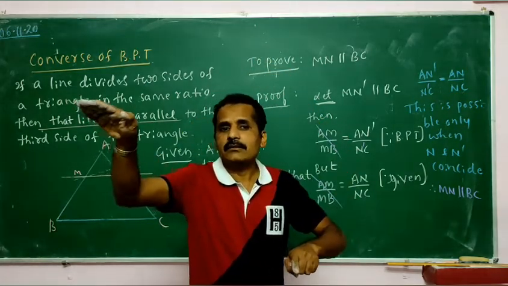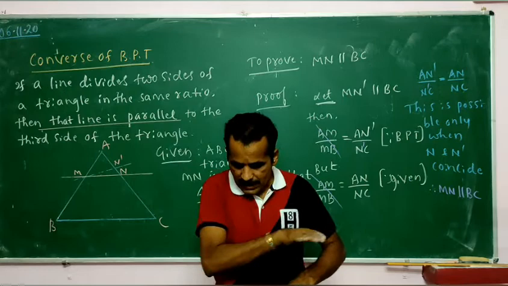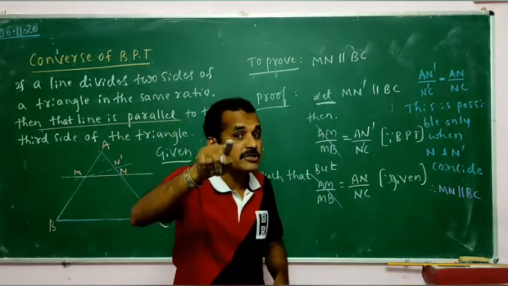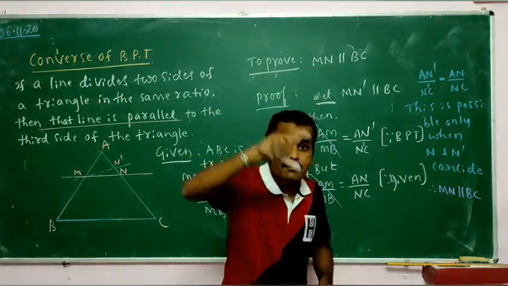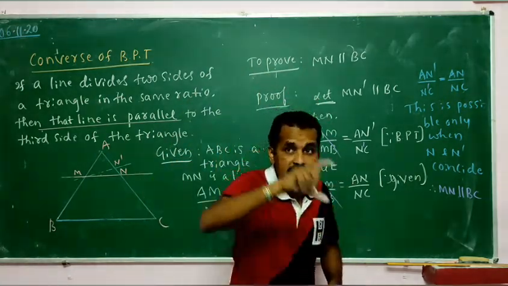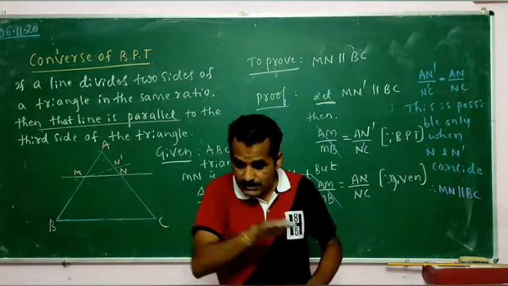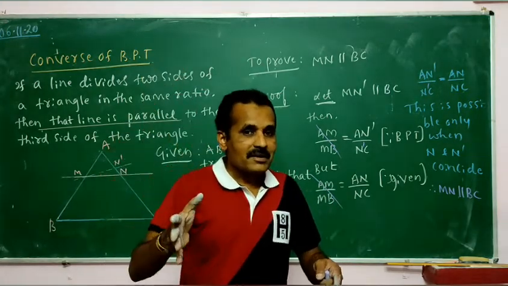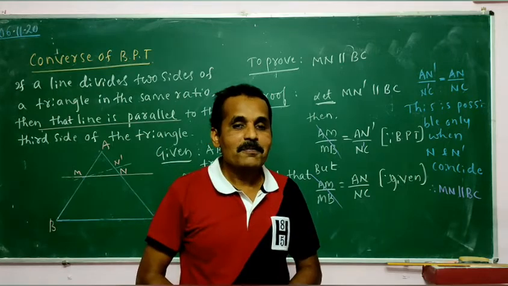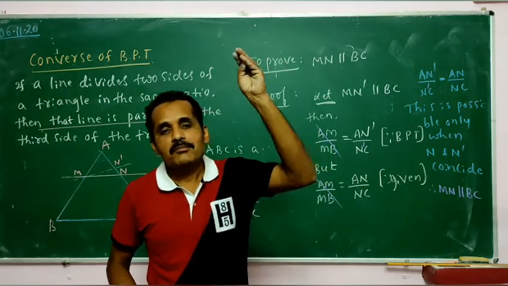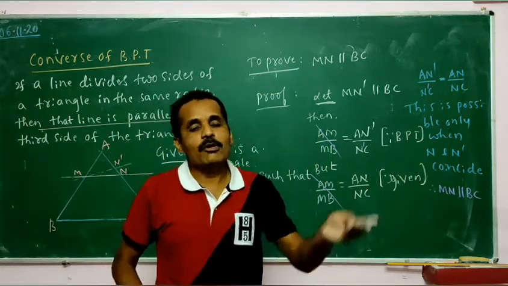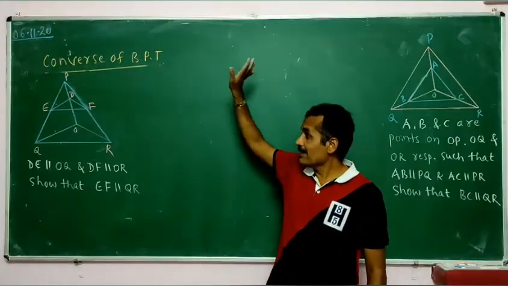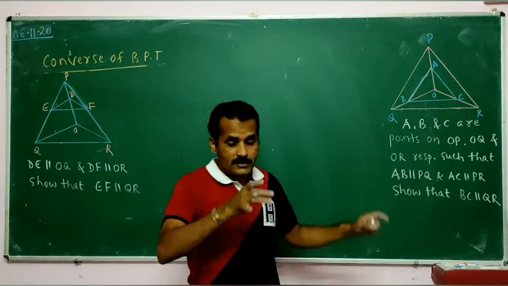In the converse, the lines are parallel, I have given you the lines are parallel, you can say the sides are proportional, this is BPT. If sides are proportional then the lines must be parallel, ये हो गया कॉन्वर्स। अब हम ऐसा प्रॉब्लम सॉल्व करेंगे जिसमें बीपीटी भी है, वही प्रॉब्लम में कॉन्वर्स भी है। कम ऑन, लेट अस स्टार्ट। Okay students, here there are two problems.